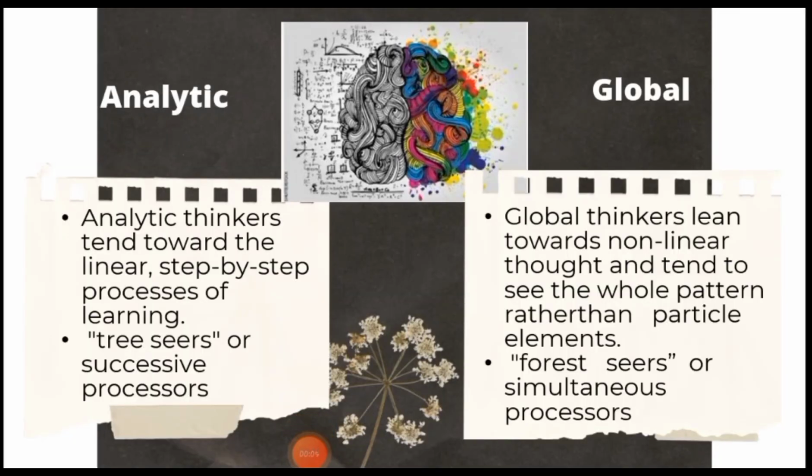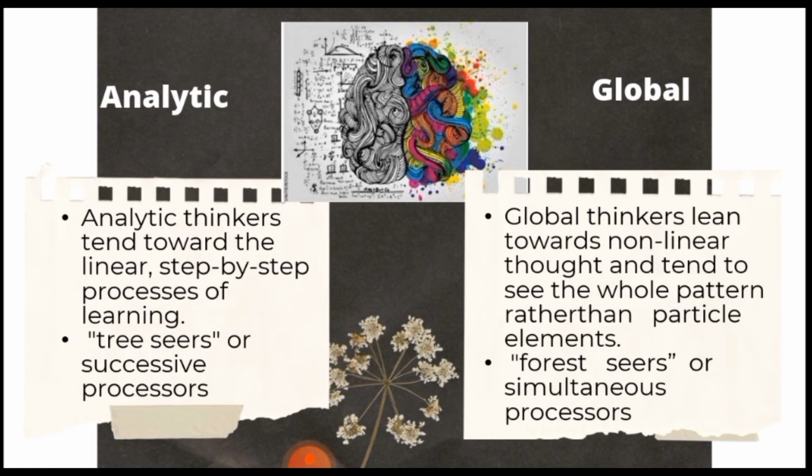Analytic thinkers tend toward the linear, step-by-step processes of learning. They are considered as the three seers or successive processors. They are more comfortable in a world of details and hierarchies of information. They are also considered as the traditional learners. They focus on details before they can understand the whole concept.